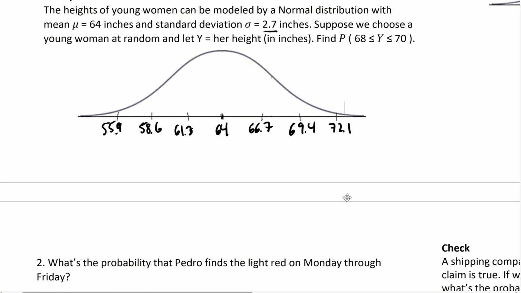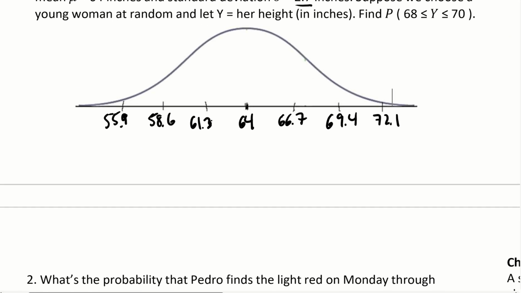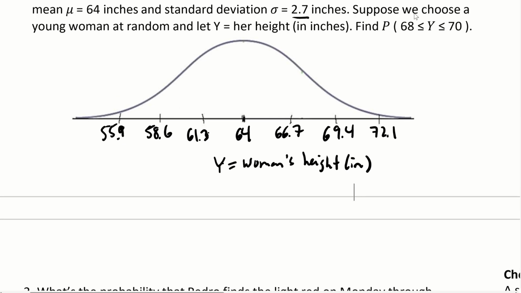So this axis represents y equals woman's height in inches. Okay, so now we want to find the probability that a randomly selected woman has a height of 68 to 70, including 68, including 70. But again, it doesn't matter if you include it or not, right? Because it's still going to be the same probability. So between 68 and 70.